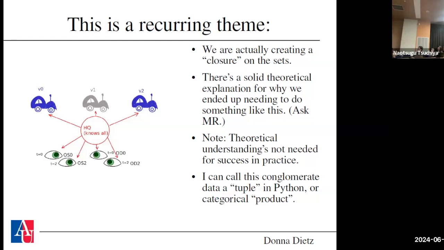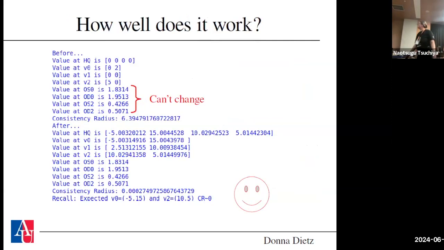So no, the theoretical underpinnings are not always necessary for you to understand as long as you do the right thing. Your instinct may drive you to do something, and this worked. You can call this conglomerate data that I'm calling headquarters. It's like a Python tuple or a categorical product. Call it whatever you like. That's where all your data live. It gets farmed out, and it's actually a closure on the sets that's being created. And then he spent an hour explaining, and I was like, forget it.